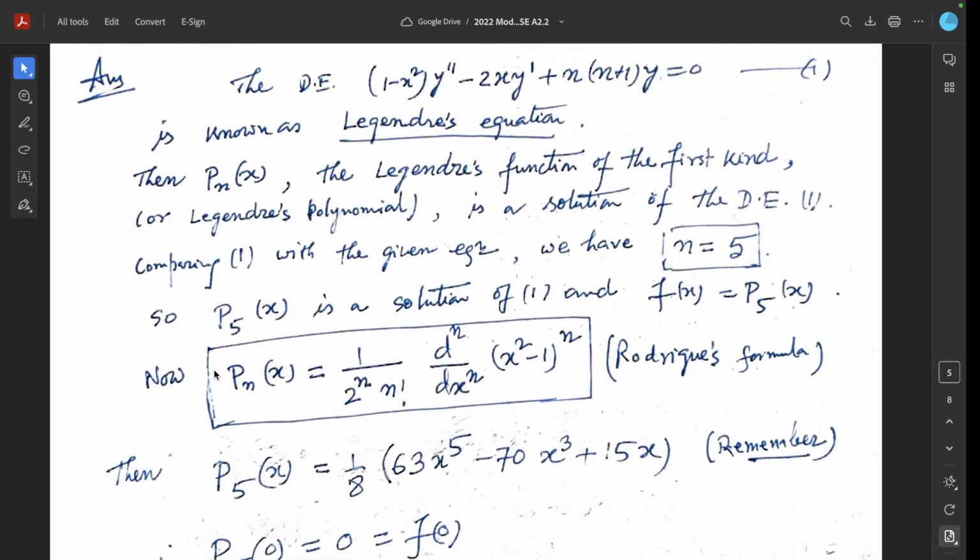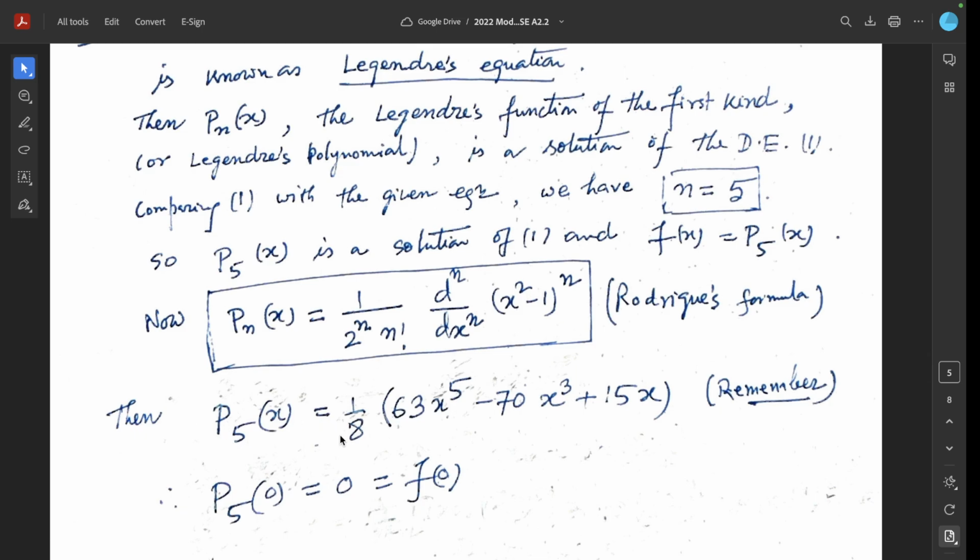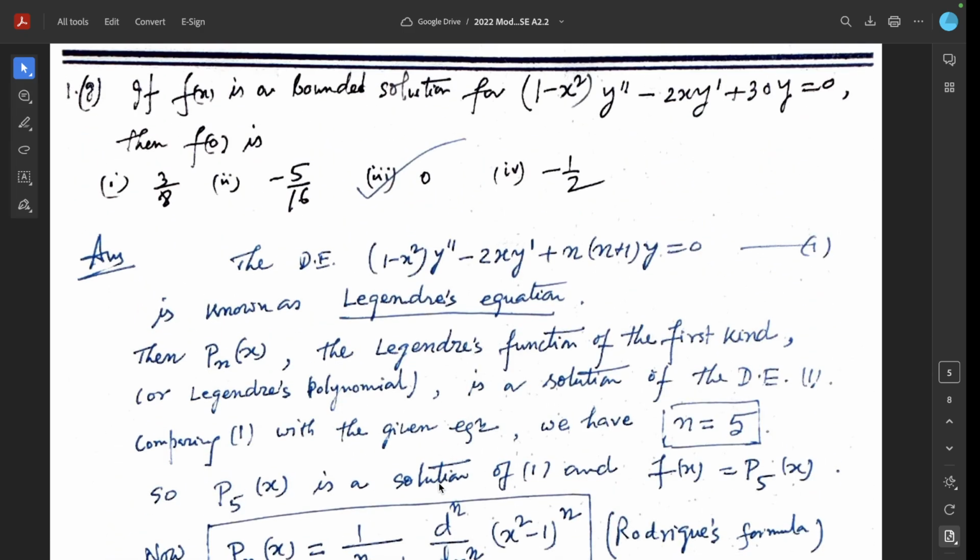By the Rodrigues formula, Pn(x) equals this, and so P5(x) equals 1 by 8 times (63x to the power 5 minus 70x cubed plus 15x). Remember this formula, which we deduce from the Rodrigues formula. So P5(0) equals 0. Put x equal to 0 here, so this is equal to f(0). So the correct option is 0.